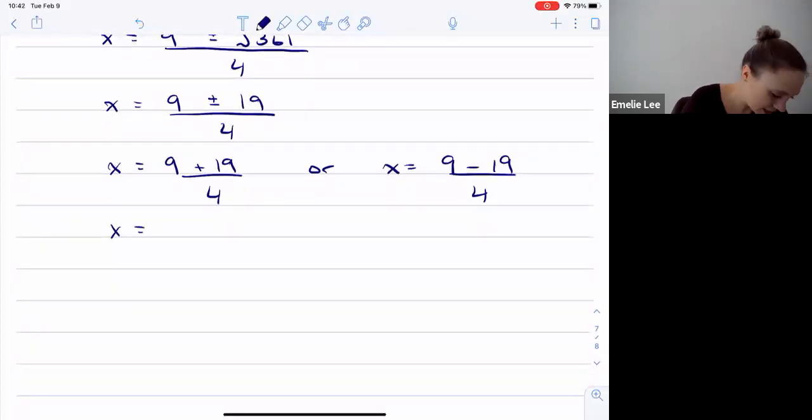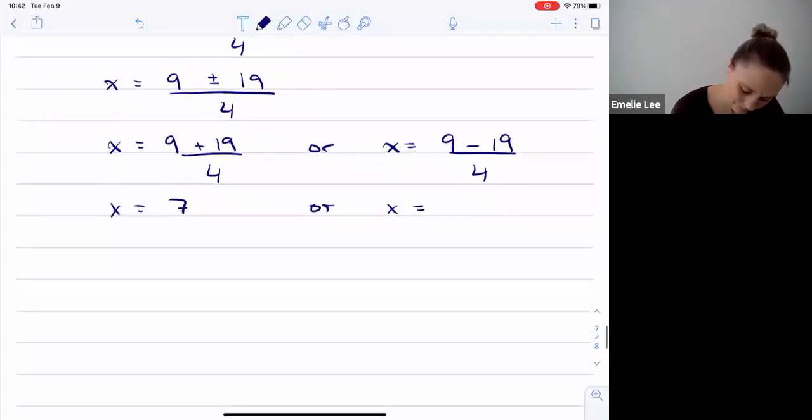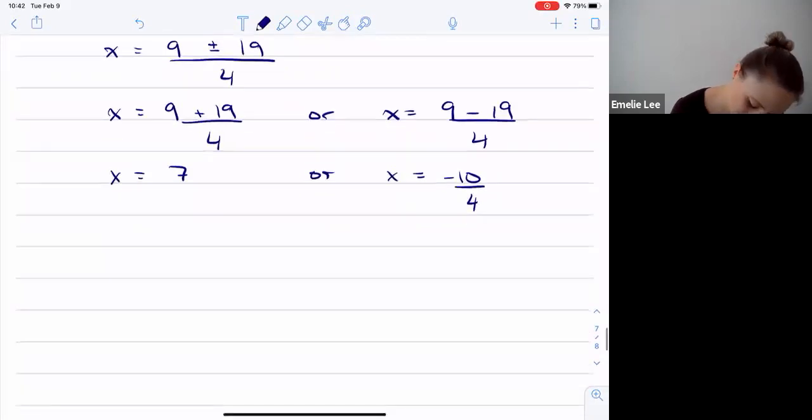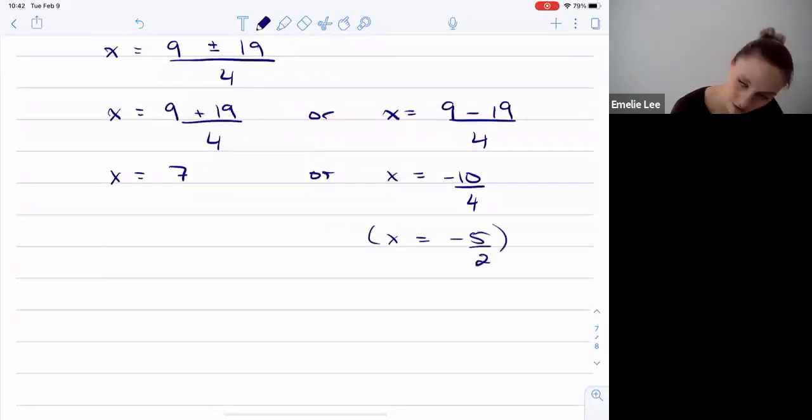9 plus 19 divided by 4 is 7, or 9 minus 19, I'm just doing it on my calculator, divided by 4, only because it's been lagging when I switch things around. Negative 10 over 4, or if you simplify, negative 5 over 2.